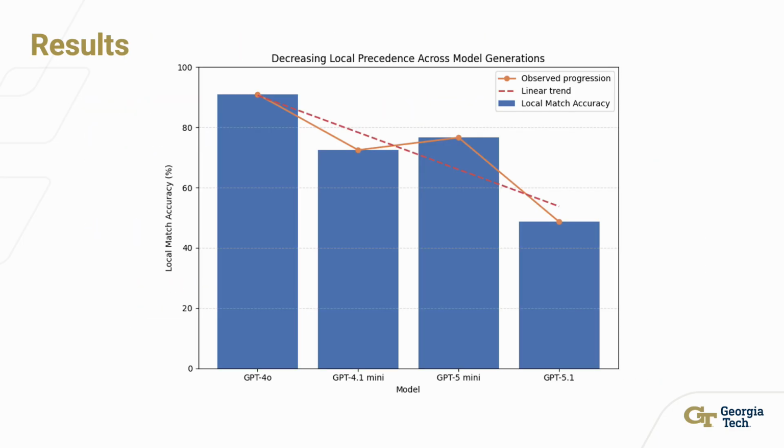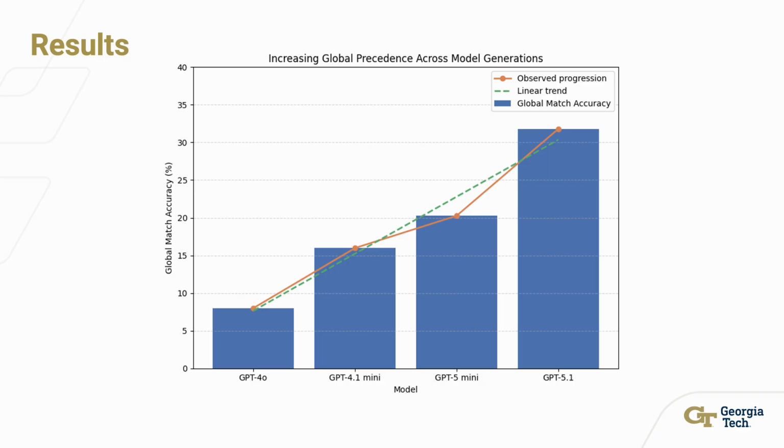The results are actually quite fascinating. Overall, from the earliest model in GPT-4o to the latest model in GPT-5.1, we see a dramatic shift from local to global precedence. Whereas 4o identifies local letters first about 91% of the time, local precedence drops to 49% for GPT-5.1. Similarly, whereas 4o exhibits global precedence only 8% of the time, GPT-5.1 reached 32% of global precedence only a year later.